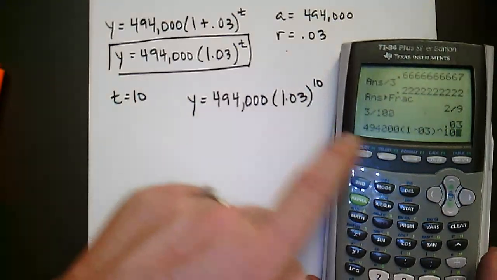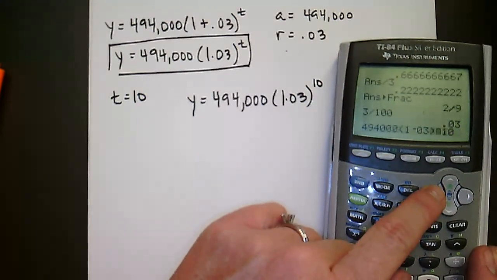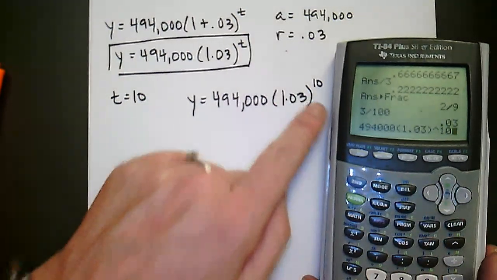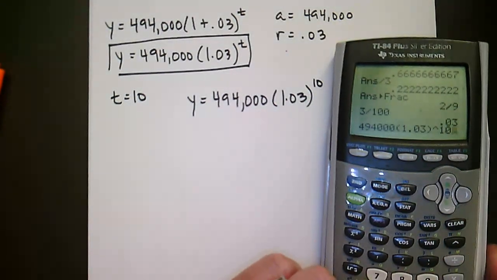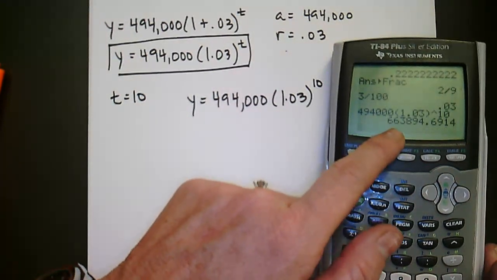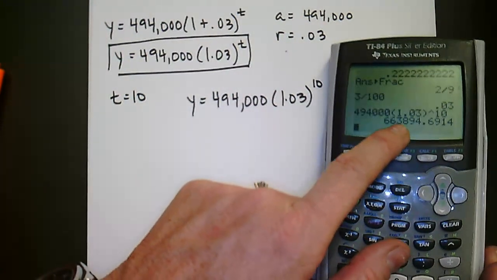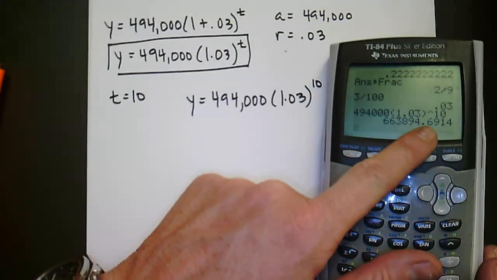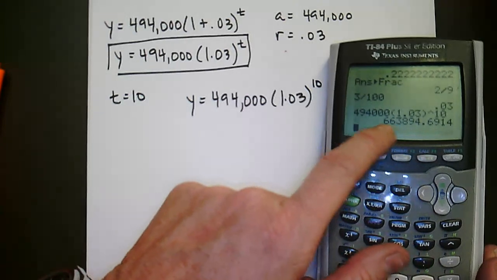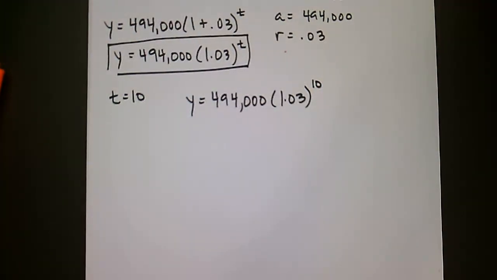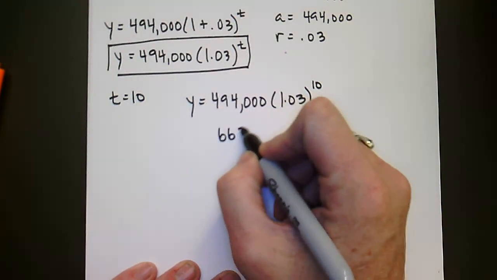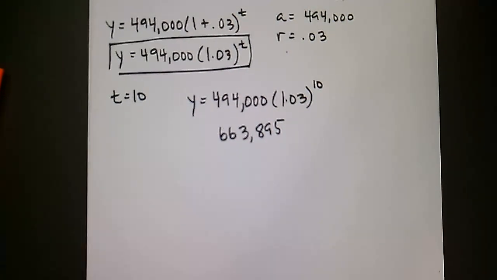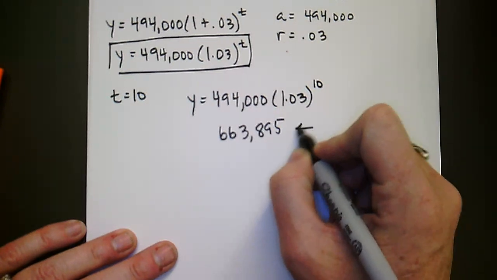I'm plugging this in just like I'm seeing it here: 494,000, parentheses. Look at that, I got a little typo there. Let me fix that. 1.03, raise that to the 10th power, using the caret button. I'm going to hit enter, and that's going to be 663,894.6. Round to the nearest person, so we're going to make that a 5 because that digit there is a 6. So 663,895. Let me write that down. 663,895.